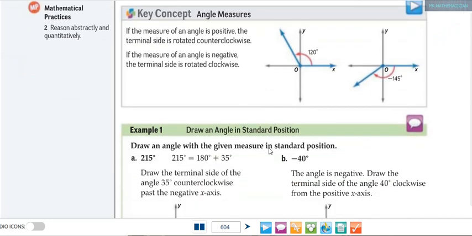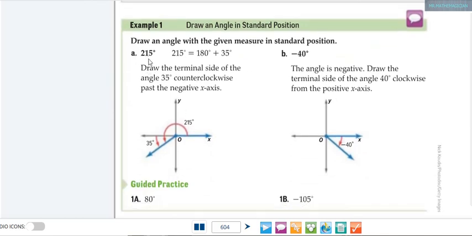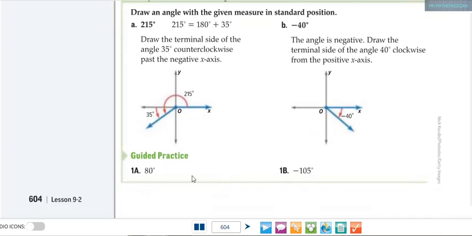Now, if we ask you to draw an angle with the given measure in standard position, for example, the angle 215, it's positive, so it moves counterclockwise. It will pass 180 by 35 degrees. So you come to the second quadrant and you draw the initial side. Draw an angle of measure negative 40. Negative 40 means it moves clockwise. So draw the initial side fixed on the positive x-axis, and the terminal side will be in the fourth quadrant because we are moving clockwise. Now it's easy for you to graph those.